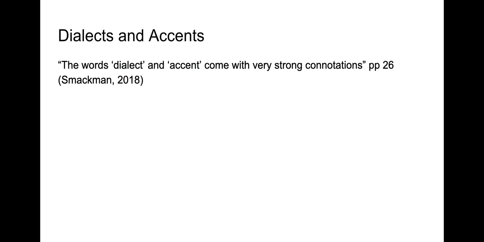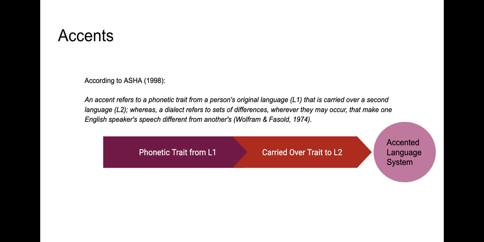Okay, so dialects and accents. So now let's get to the nitty gritty. Dialect and accent come with very strong connotations. That's in the Smackman book, Discovering Sociolinguistics, and he talks about the many negative connotations that come with these words and what they actually really mean. So let's explore what they mean.